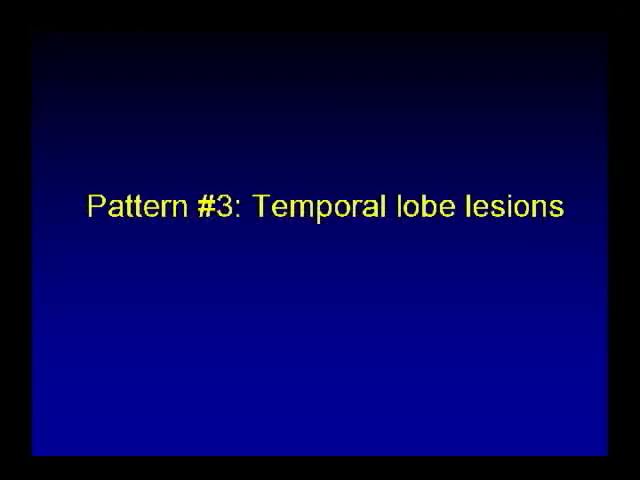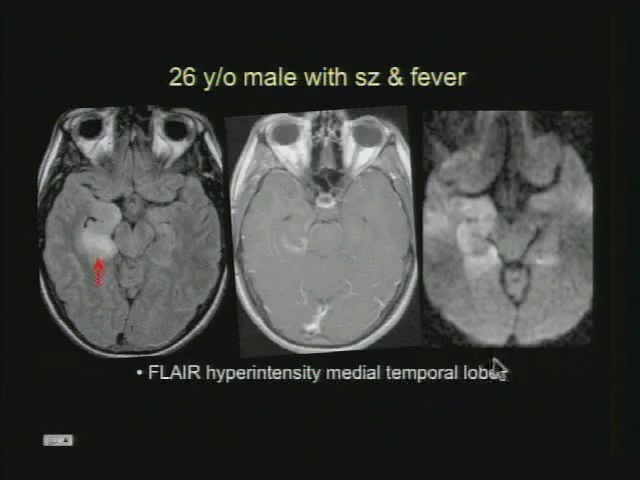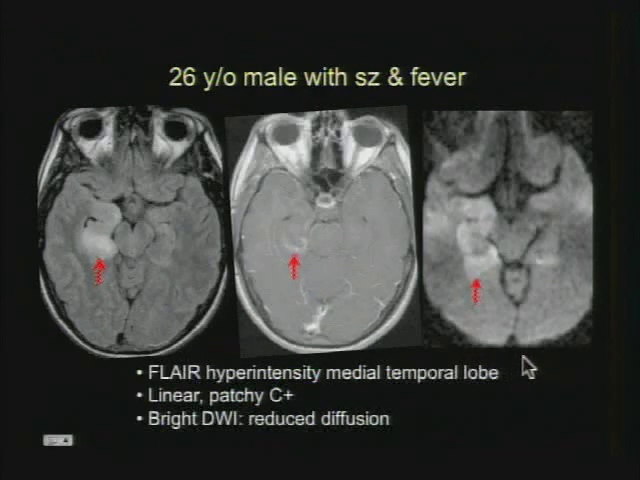So the third pattern that we're going to discuss is temporal lobe lesions. So here's a 26-year-old male with seizure and fever. And when you look on the FLAIR, you see T2 hyperintensity or FLAIR hyperintensity involving the medial temporal lobe, patchy and linear enhancement on the post-contrast, and reduced diffusion. And of course here your number 1, 2, and 3 is herpes encephalitis until proven otherwise.